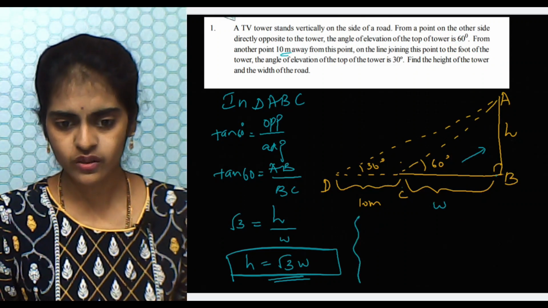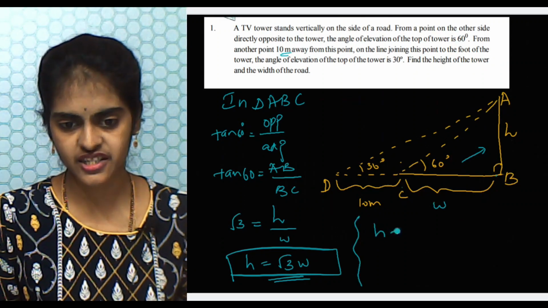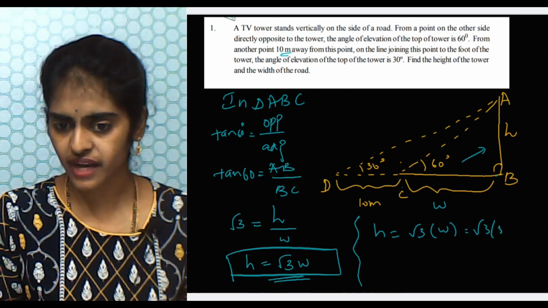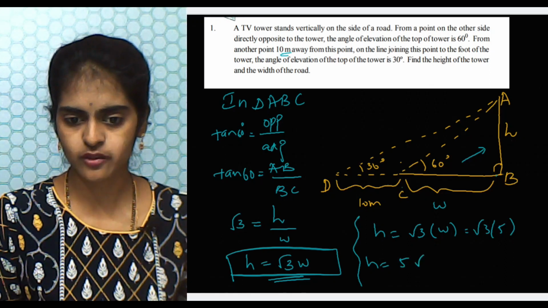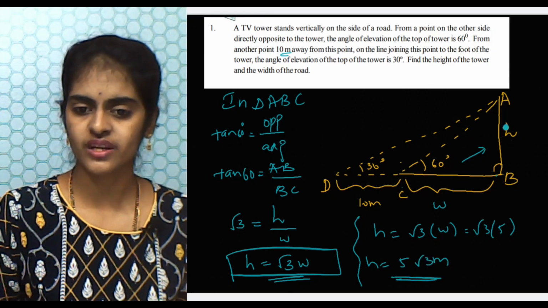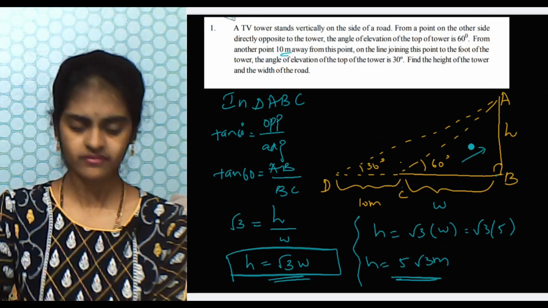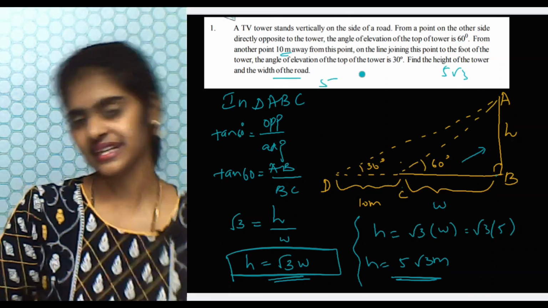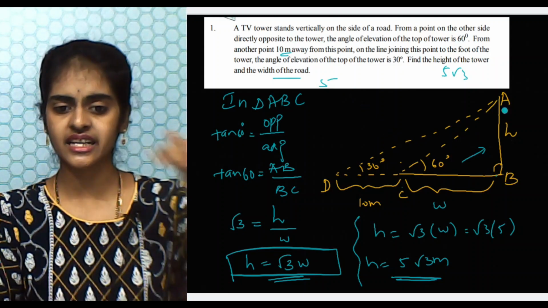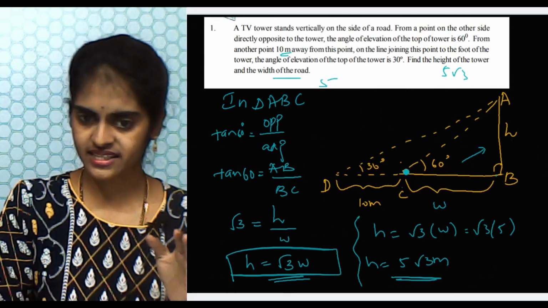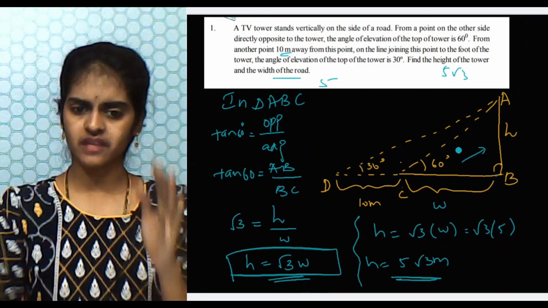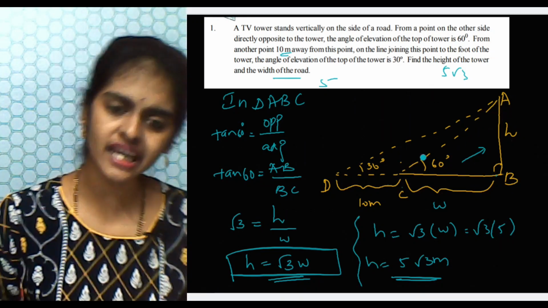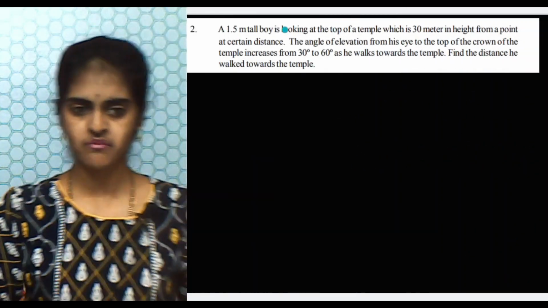Okay, so now just substitute the value of W here. H is equal to root 3 into W. So W is nothing but 5. So H you will get as 5 root 3 meters. Okay, so what is H? H is the height of the tower. So height of the tower is 5 root 3 and width of the road is 5 meters. Clear? So in this way we are considering two triangles. Firstly, we are considering the shorter one, the smaller one you can say, and then I am taking the longer or the bigger one. Okay, so let us move on to the next question.